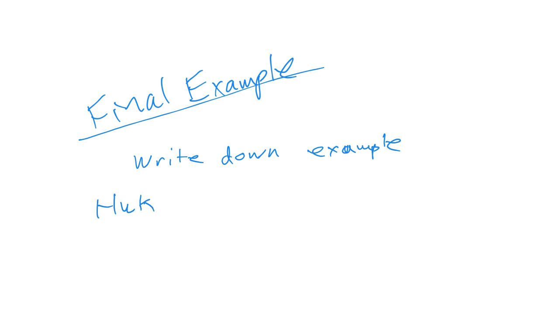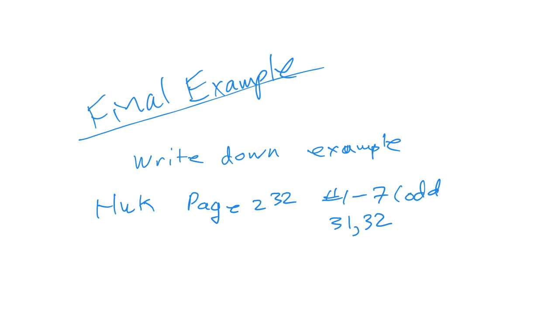And that homework is going to be page 232, numbers 1 to 7, and you're going to do the odd ones. You're going to do question numbers 31 and 32. You're going to do 35, and you're going to do question number 39. That is your homework for this last lesson.